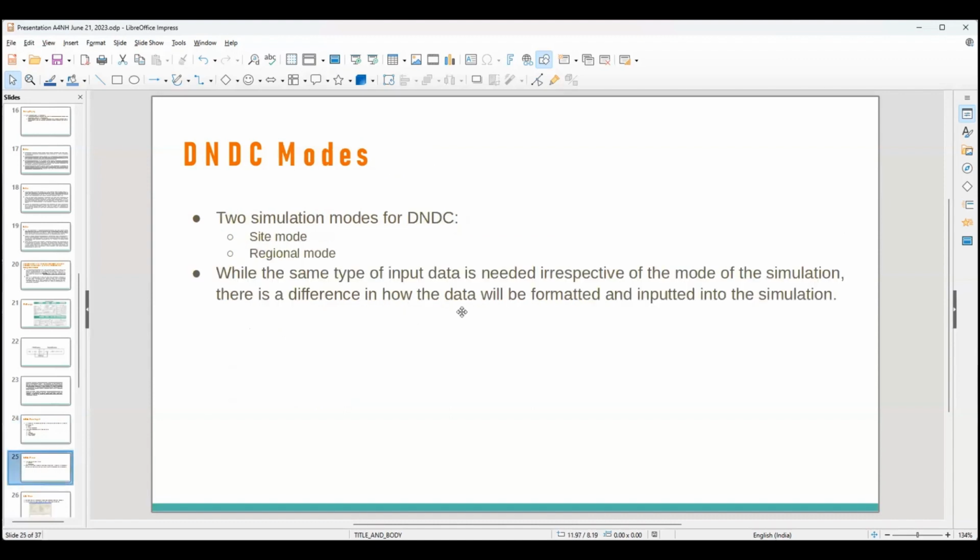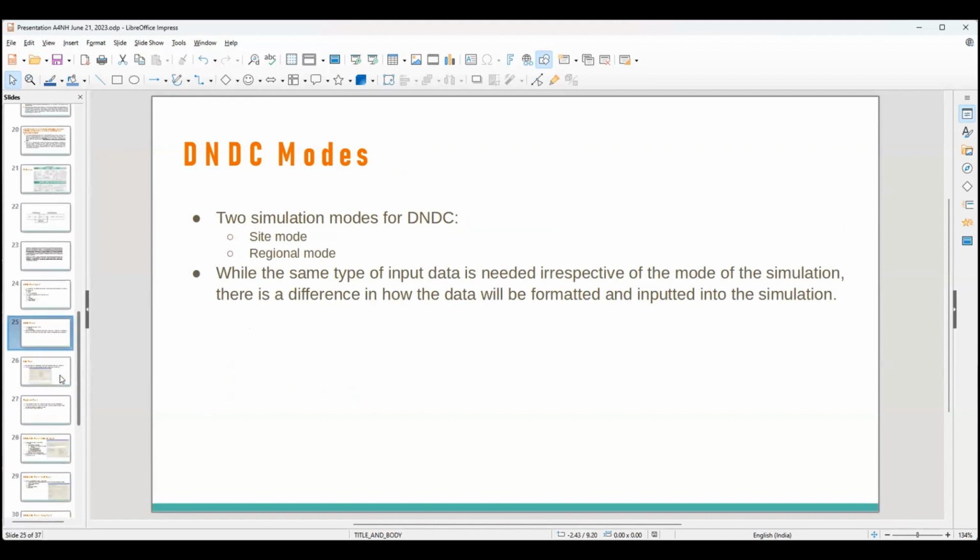Yes, I already told you that there are two simulation modes for DNDC, the site mode and the regional mode. While the same type of input data is needed irrespective of the mode of the simulation, there's a difference in how the data is formatted and how it is finally inputted into the simulation. So this requires real hands-on exercises to understand how you will format the data.